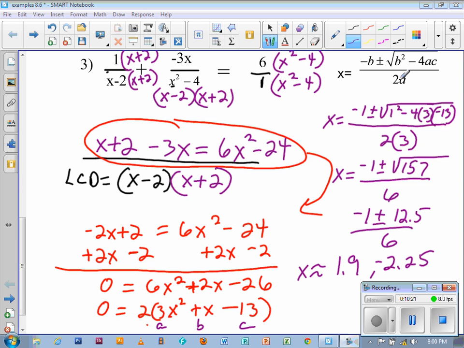Then I pulled down my quadratic formula. I substituted everything in. I put the b in as 1, so that became -1. So we got 1 squared minus 4 times a, which is 3, times c, -13, all over 2 times a, which is 3. And then you simplify the discriminant, you get 157. It's approximately 12.5. Take -1 plus 12.5 divided by 6, so it'll give you 1.9. -1 minus 12.5 divided by 6 will give you the approximate answer of -2.25. And both are acceptable answers because neither one generates 0 in our denominator.